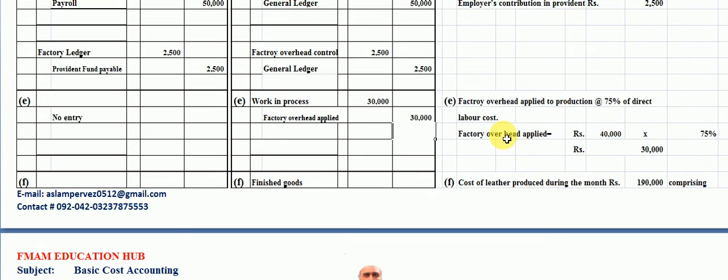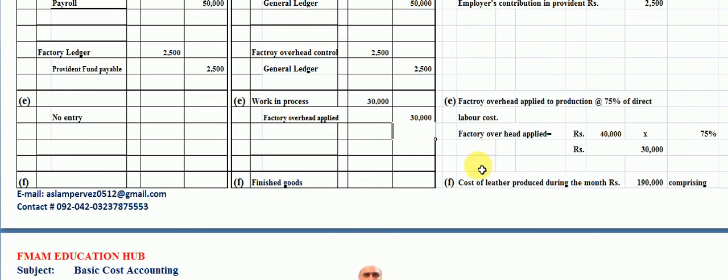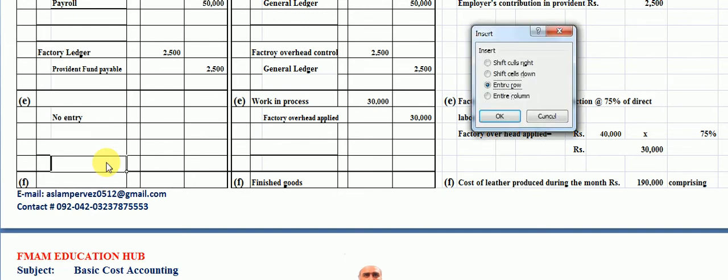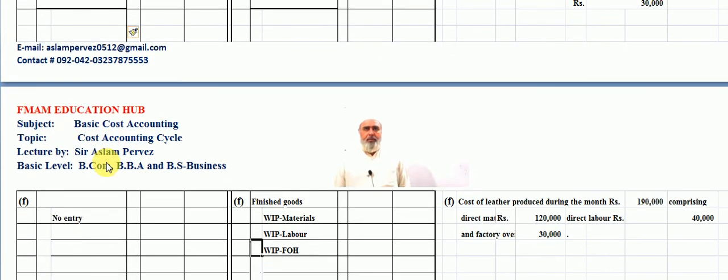Now, student, let's move to the F part. The F part is the cost of leather produced during the month, 1,90,000 rupees, comprising direct material 1,20,000 rupees, direct labor cost 40,000 rupees and factory overhead 30,000 rupees.